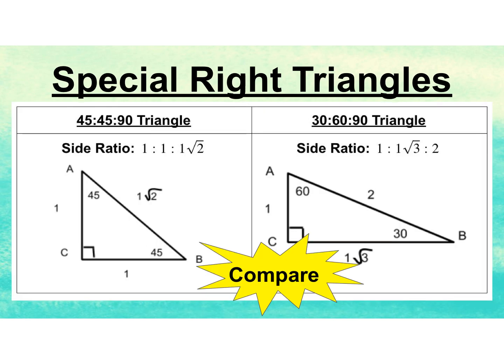So let's compare these. When we look at them side by side, we can see they both have a square root. They're not the same square root though, so be careful. And in the 45, 45, 90, the square root of 2 is on the hypotenuse, but not over here. It's actually on one of the legs, so be careful because the hypotenuse is double over here.